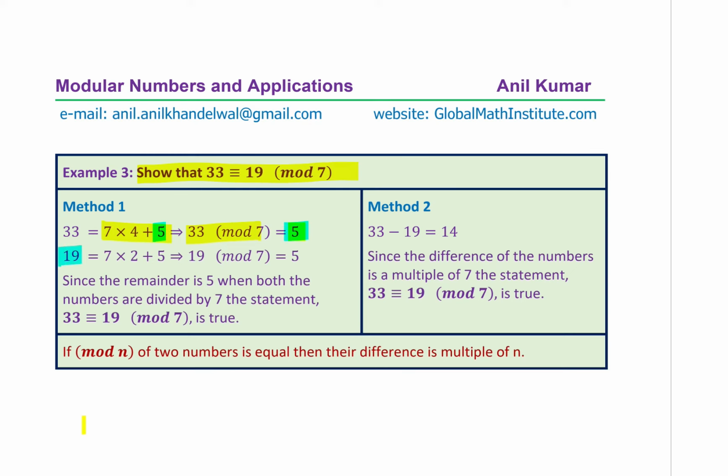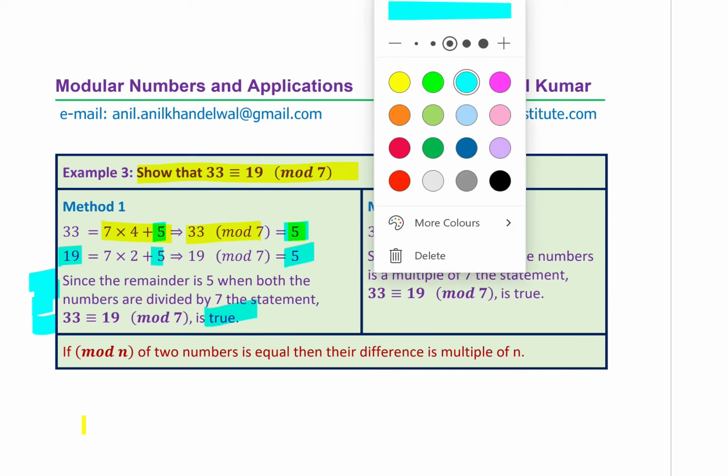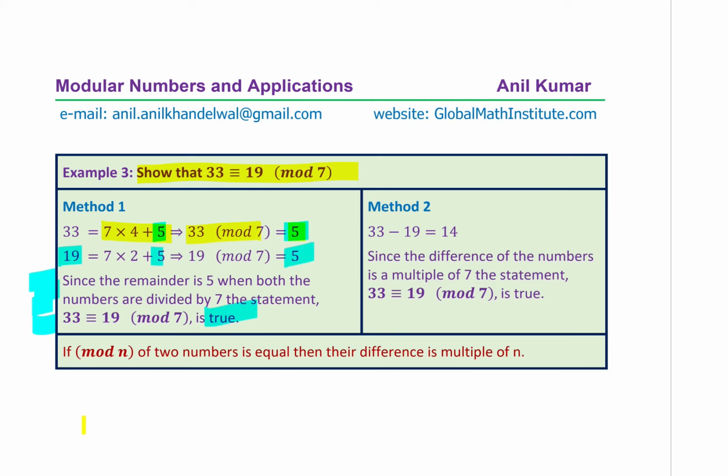Now 19. For 19 also you can write 7 times 2 is 14 plus 5 as the remainder. And since we get the same remainder 5, that means they are congruent, right? So that is what we have written here. Since the remainder is 5 when both the numbers are divided by 7, the statement 33 congruent 19 mod 7 is true, right? So this is a true statement. Now, we are calling this our method number 1, right?